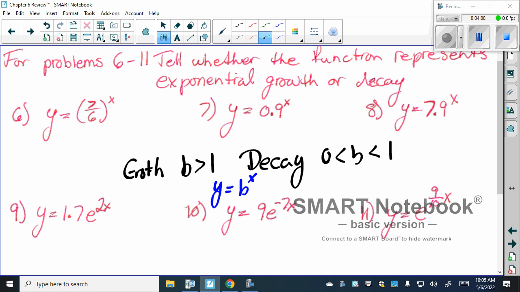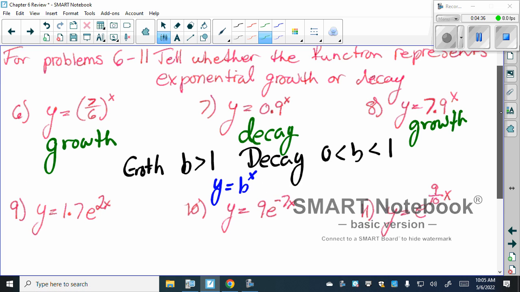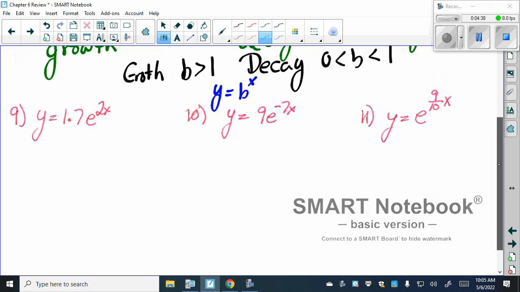So looking at number 6, y equals 7/6 to the x. Would this be growth or decay? Growth, because the numerator is bigger, which means it's greater than 1. So this would be growth. How about number 7? Decay, because 0.9 is less than 1. And the last one, 7.9, growth. And that's all we have to do for 6 through 8.